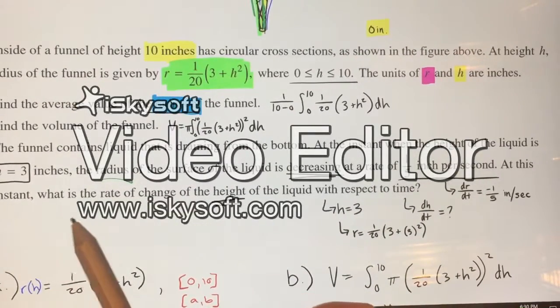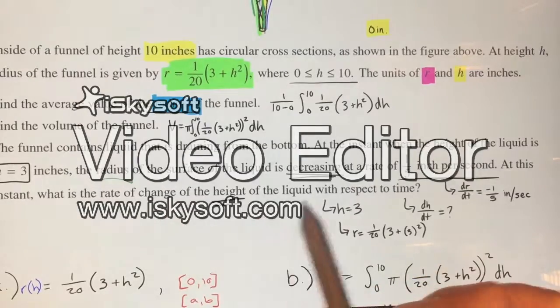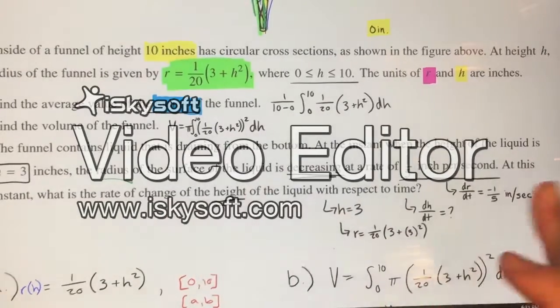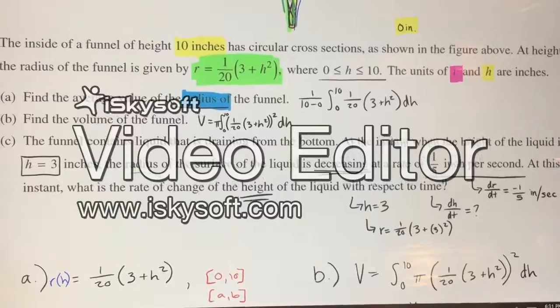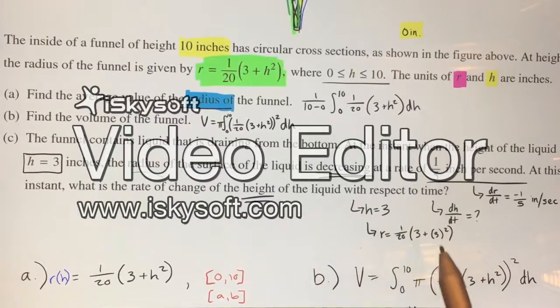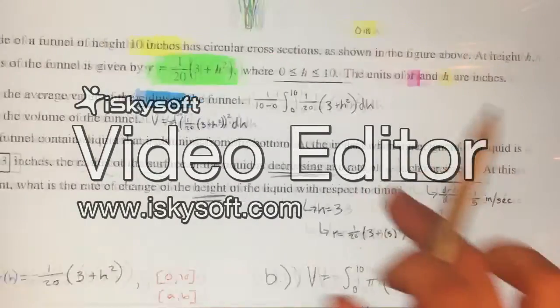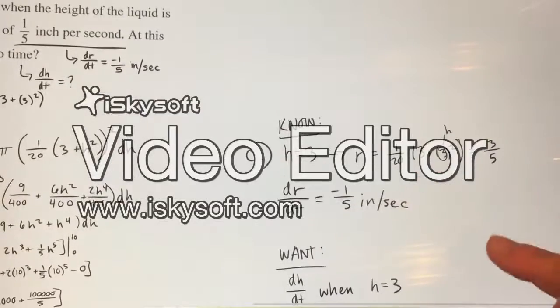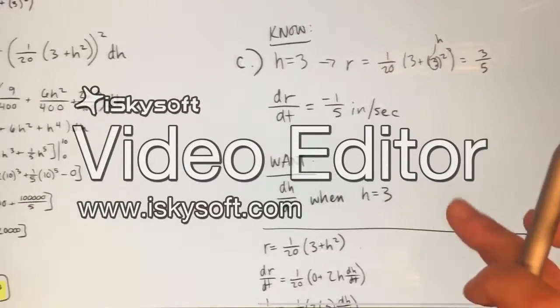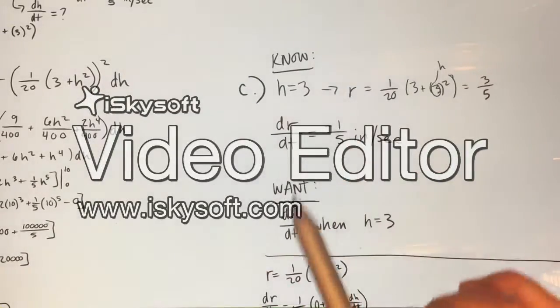At this instant, what is the rate of change of the height of the liquid with respect to time? So what is the rate of change? We know that that's what we need. So we are solving for dh/dt. If we come over here, this is just our typical rate of change problem. So we want to list what we know and what we want.